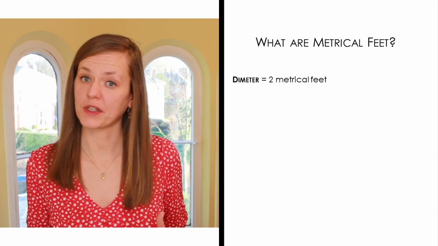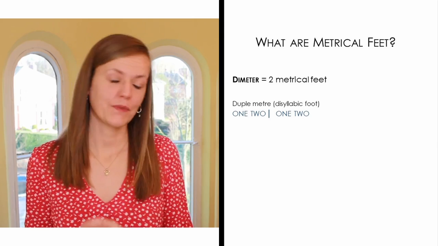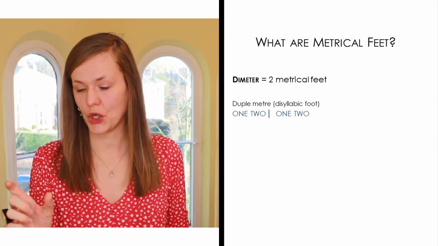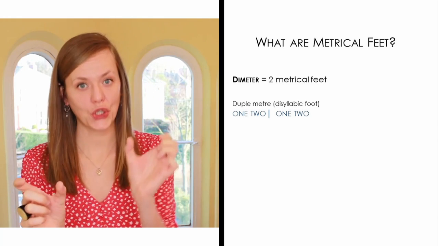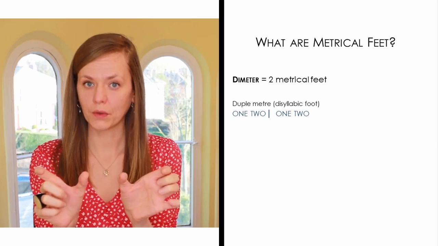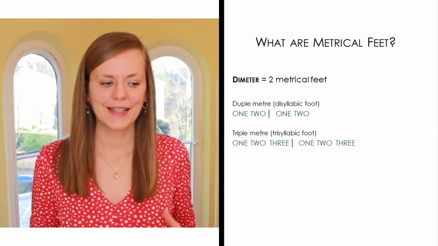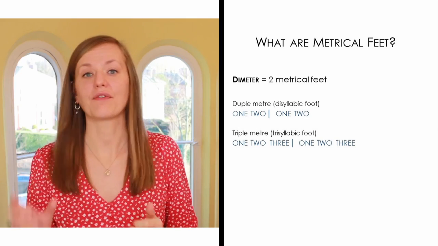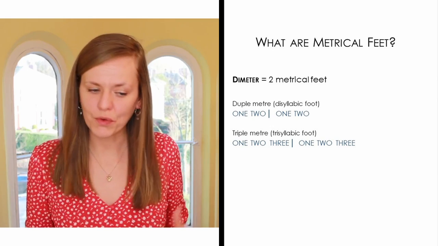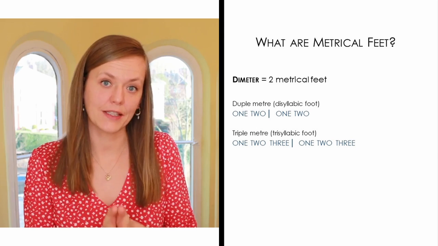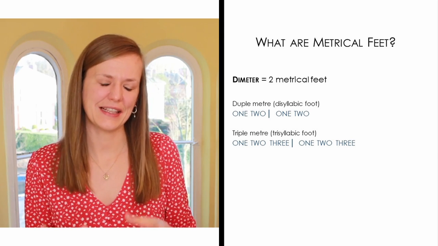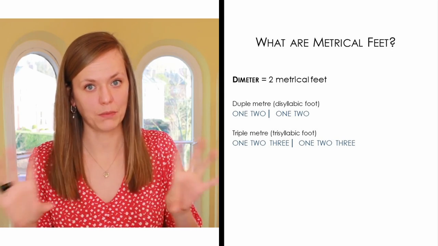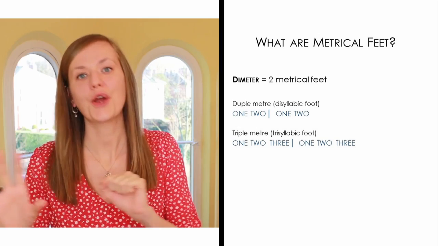Well, let's take dimeter, for example. In duple meter, a line of dimeter is four beats or syllables in the overall line. So duple meter is two per metrical foot, dimeter is two metrical feet in the whole line, so you have four beats, four syllables overall. In triple meter, a line of dimeter is six beats or syllables in the overall line, because triple meter is where you have three syllables in each metrical foot, dimeter, two metrical feet. So overall, you have six syllables in the line, and they are both dimeter, even though there is a different number of syllables in the line overall. So duple meter and triple meter can both be in dimeter, and that will mean that they are different lengths overall, and a different rhythm overall.